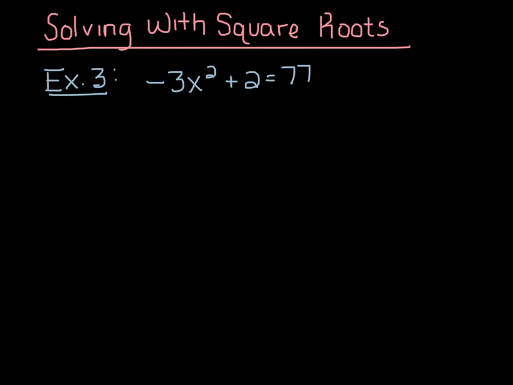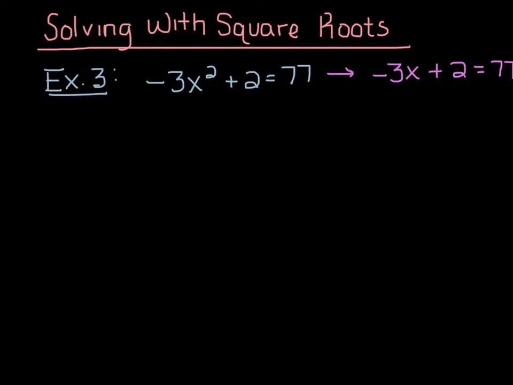Okay, negative 3x squared plus 2 equals 77. So I'm going to have to get rid of this 2 and this negative 3 before I touch the x squared, which means I'm not doing any square rooting until I get down to that x squared. If you're confused by that, ask yourself, if that equation were written without the x squared, if it was just an x, negative 3x plus 2 equals 77. You guys have been solving equations like this one forever.